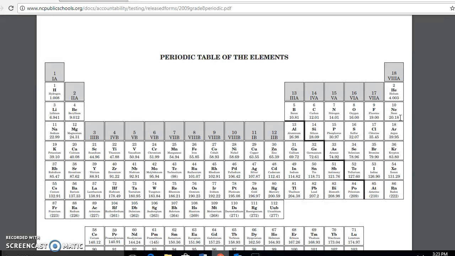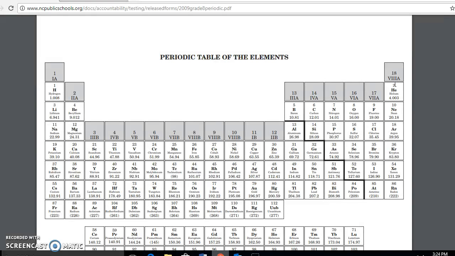Next thing we want to talk about is each individual square right here. So we'll use helium as an example. The number at the top is known as the atomic number. These two little letters right here are known as the atomic symbol. Helium is the element name, and this number here at the bottom is the atomic mass. The atomic number tells us the number of protons and electrons. So if you have a question on a test that asks how many electrons or how many protons helium has, it's simple. You look right here at this number and it will tell you.